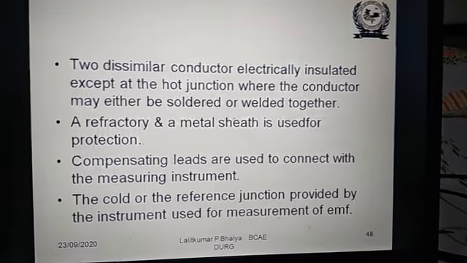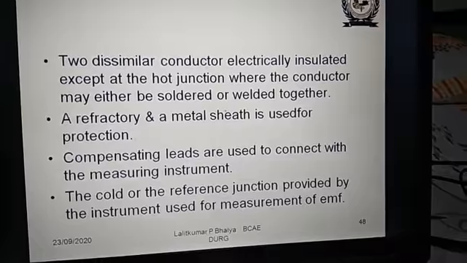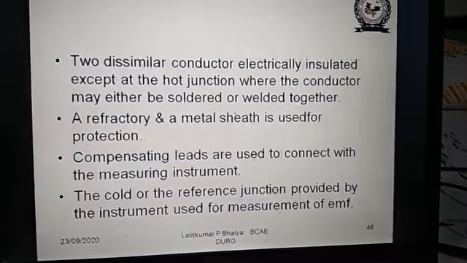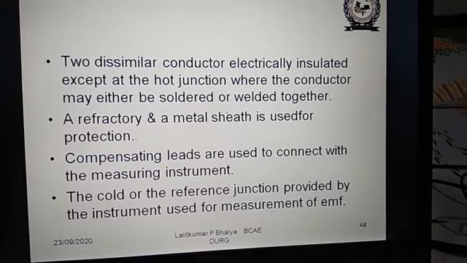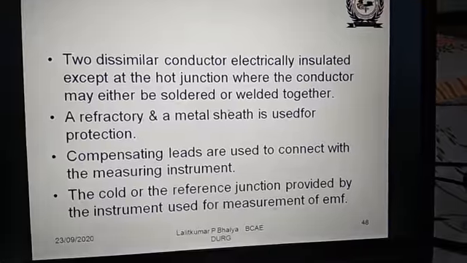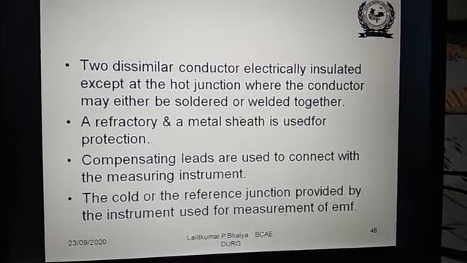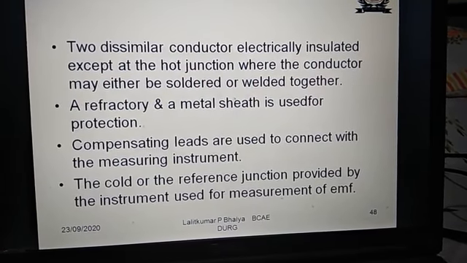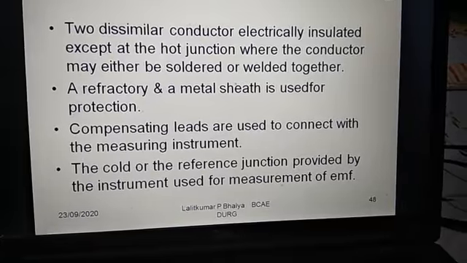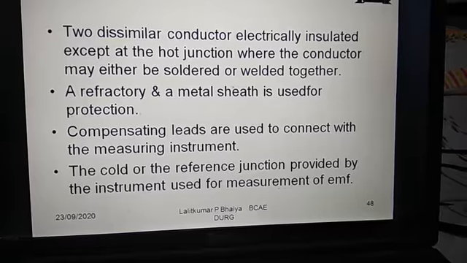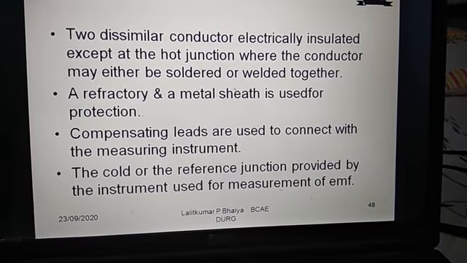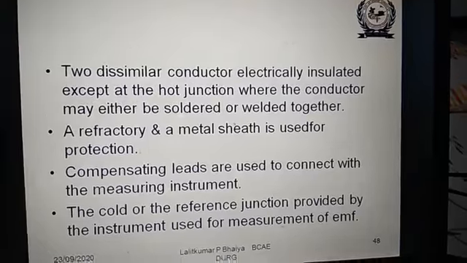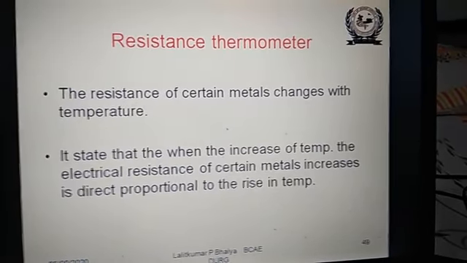So here two dissimilar conductors are electrically insulated except at the hot junction where the conductors may either be soldered or welded together. So in the electric pyrometer, this type of situation is there. A refractory and metal sheath is used for protection. Let us see. These are used in case of the pyrometers.